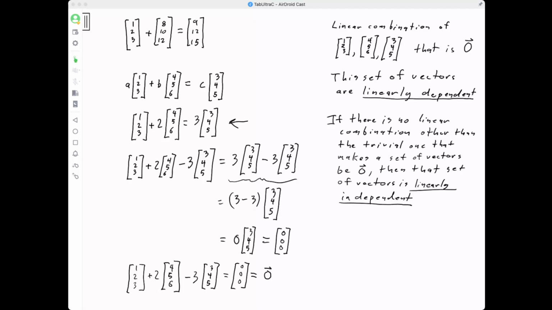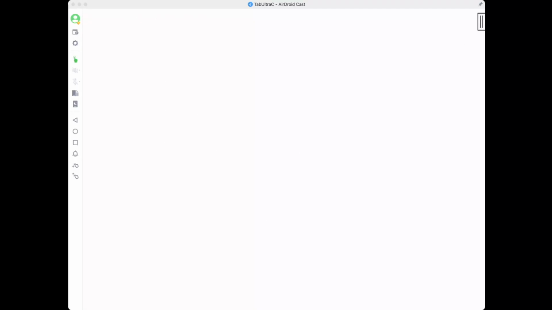So, okay. If we want to determine if a set of vectors is linearly dependent or linearly independent, what we're trying to do is see if we can find a linear combination of them. So let's do this with an example: 0, 1, 5; 1, 2, 8; and 4, -1, 0.